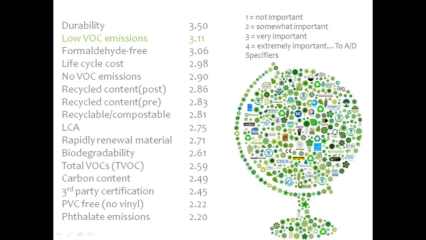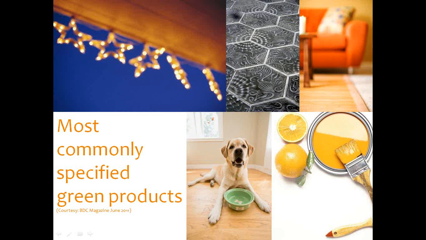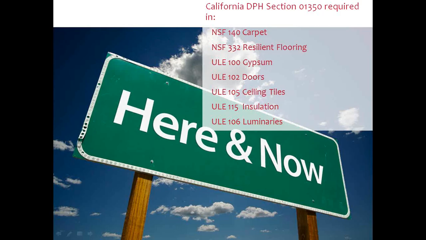Well, on the next slide, what you'll see is that there are commonly specified green products. Lighting is one of them, flooring is another, furniture is one of the others, and of course there's paint. So those are some of the big four that you see out there being used a lot, and a lot of those have issues with chemical and VOC content and emissions. On our next slide, what I'd like to do is talk with you about what is available today that can help you find better products.